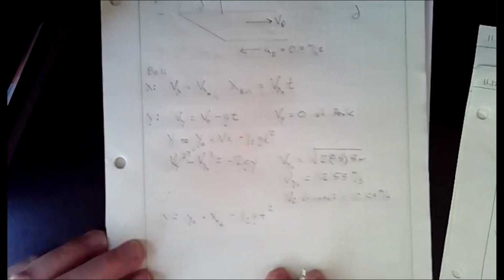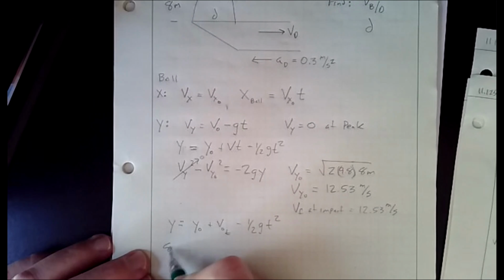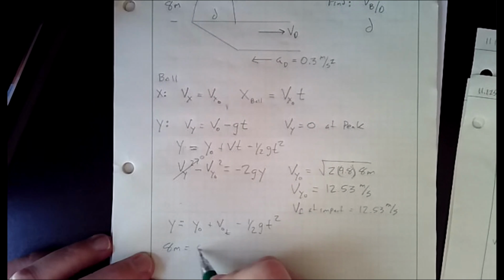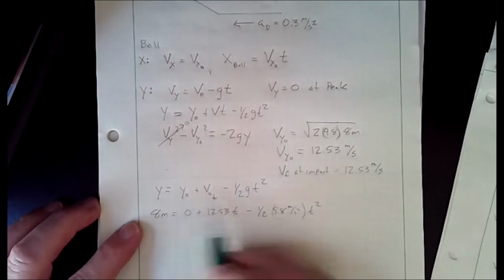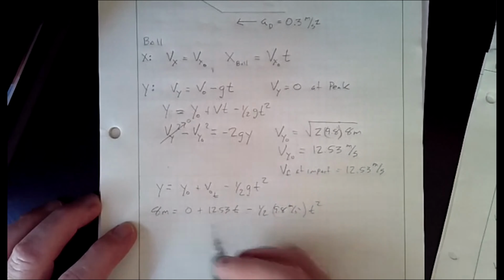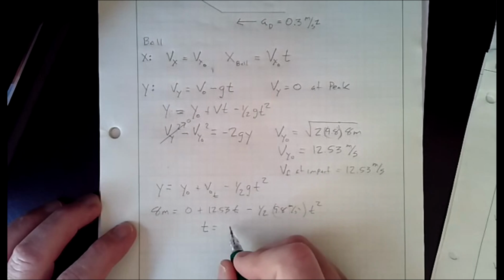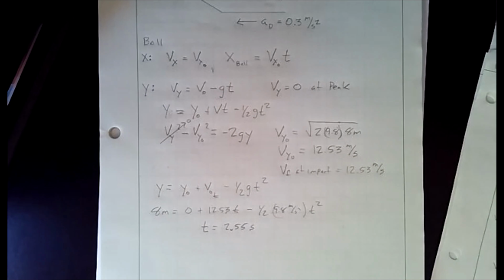So if we plug in, we know that this is 8 meters, and that's 0, and we know that's 12.53 times t, and that's minus 1/2 9.8 meters per second squared, and then that's times t squared. Okay, so what we've done is we've created a quadratic equation, and now we can solve, and we can get t is 2.55 seconds.